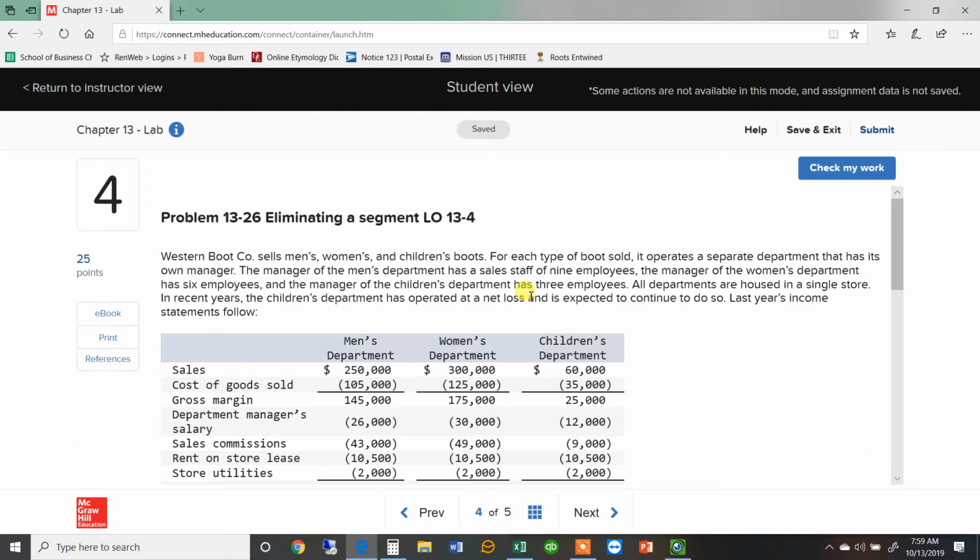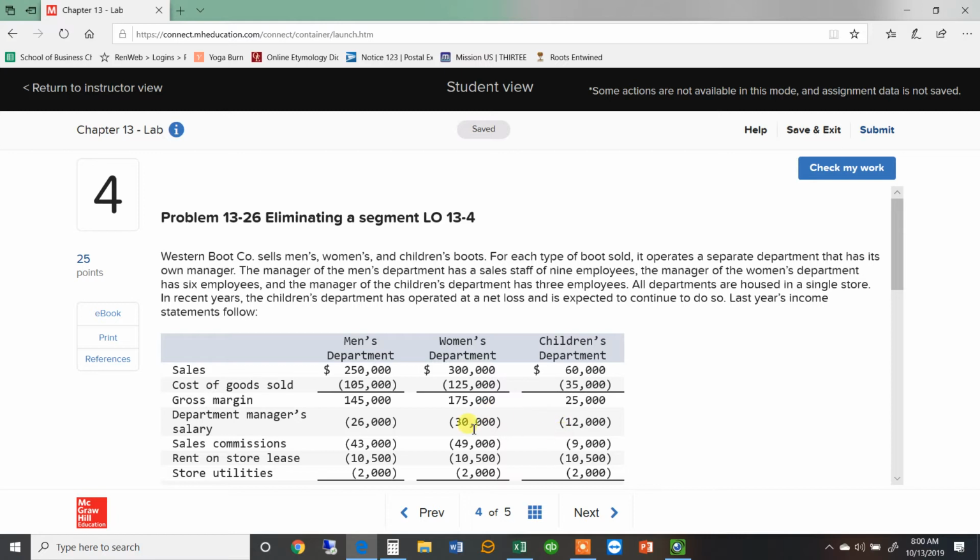All departments are housed in a single store. In recent years, the children's department has operated at a net loss and is expected to continue to do so. Last year's statements are as follows. So here, they're showing you what the sales are for each department. They're showing you what the cost of goods sold for each department is. They're showing you how much it costs for each manager's salary.